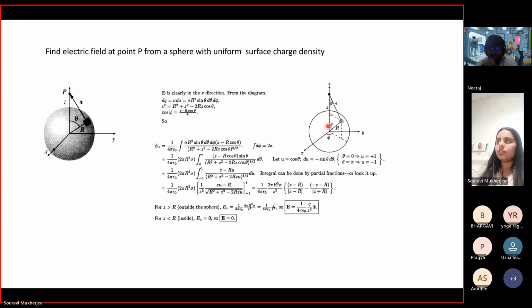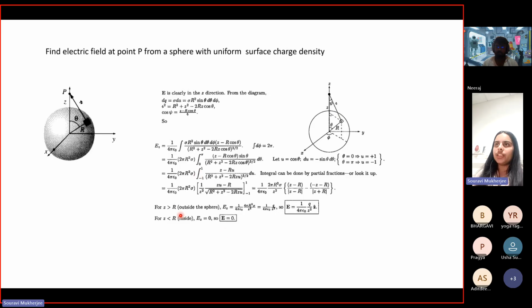So a small element here would be given as r square sine theta d theta d phi. That's your area element for spherical coordinates. And then you multiply by the surface charge density, so that gives you the charge element. Now you can use this relation to find the distance from the charge element to the test point, and then apply Coulomb's law to do the integrations.